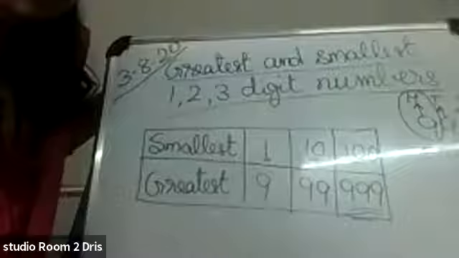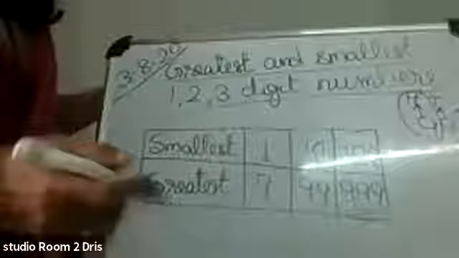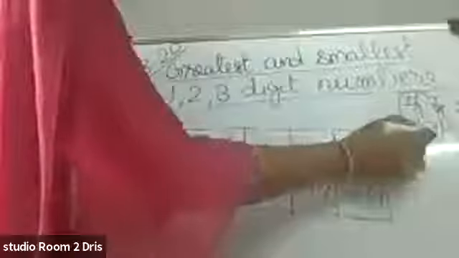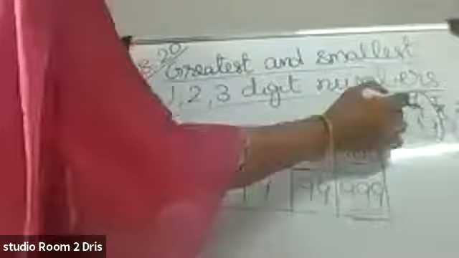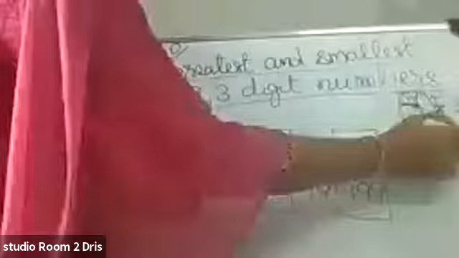Tiba. Yes, ma'am. How do you read this number, dear? 3 9s? 999. Very good. These are the places written: ones, tens, hundreds. The first number and the first place will come together. So 999. The last two places together. Okay.